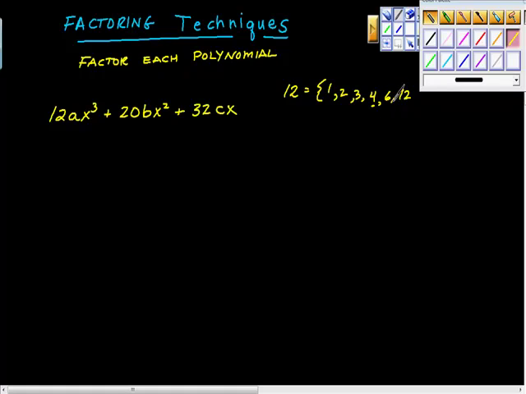Which of these are factors of 20? Well, 1 is, 2 is, 3 is not a factor of 20. 4 is a factor of this one, and this one. Is 4 a factor of 32? It is. Is 6 a factor of all of them? It is not. Is 12 a factor? Therefore, the answer is here, 4, right?